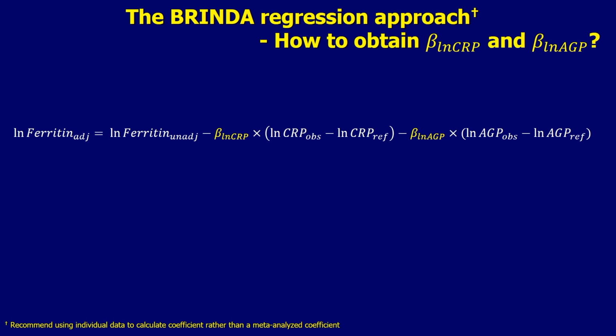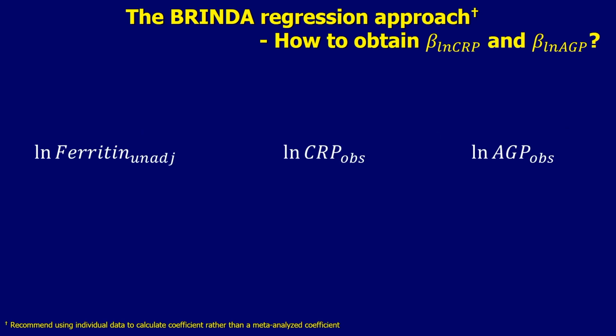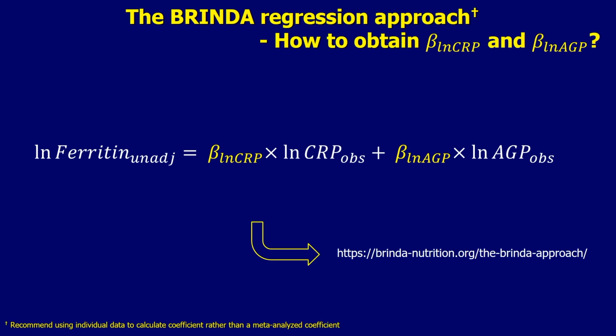Next, let's talk about how to obtain the coefficients for log CRP and log AGP. First, we natural log transform our outcome variable, i.e. ferritin, and our explanatory variables, i.e. CRP and AGP, to meet the assumptions of linear regression. Then, we use survey data to model the effects of CRP and AGP on ferritin using a simple linear regression. The BRINDA team has developed a macro to make this very easy, and I will walk you through an example of how to use this macro in the second part of the tutorial.